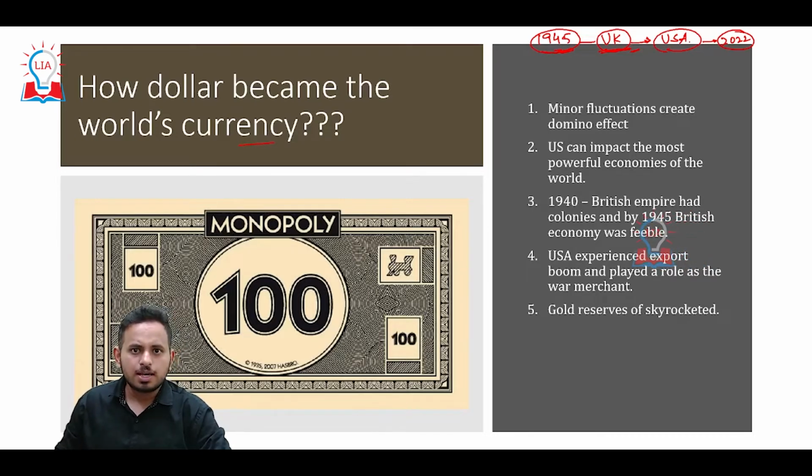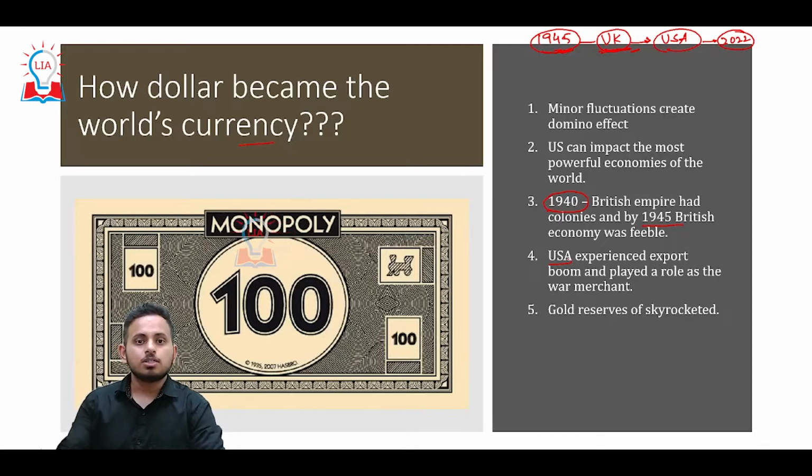So USA has grown to such an extent since 1945 that it has the capacity to topple any world government and also the economy. Everything started by 1940, post Second World War, that is 1945, when the British Empire started declining. See, USA was a very intelligent country in both World War One and World War Two.